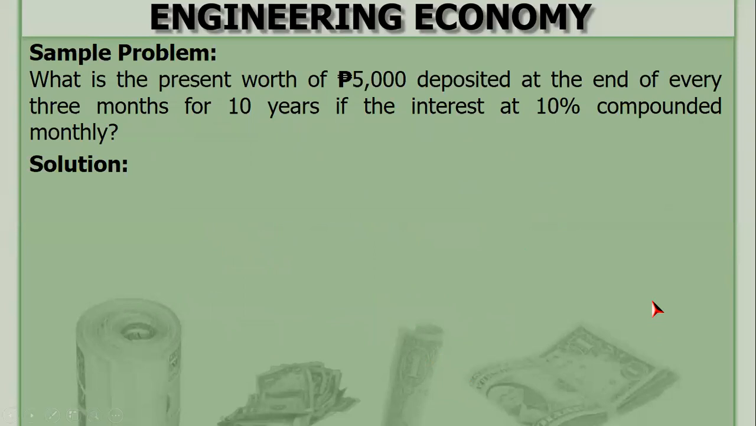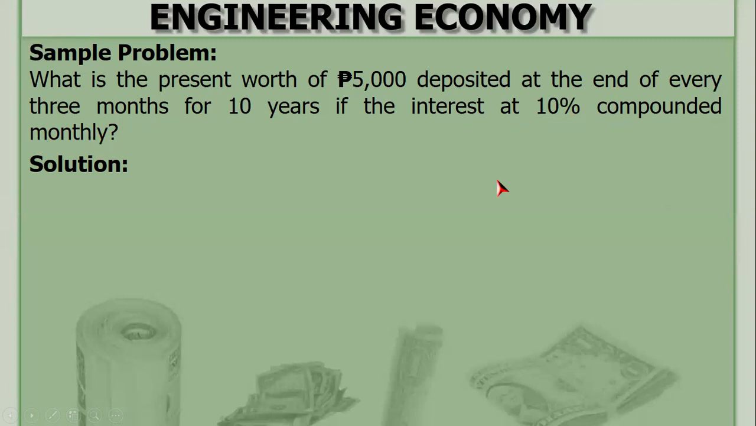Another sample problem. What is the present worth of 5,000 pesos deposited at the end of every 3 months for 10 years if the interest is 10% compounded monthly? Now, here's a problem wherein the periodic payment is not consistent with the interest rate or the nominal rate given. So take note, 5,000 deposited at the end of every 3 months, meaning quarterly. But then our nominal interest is 10% compounded monthly.